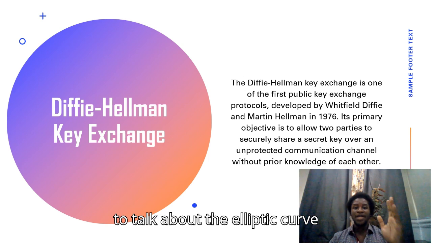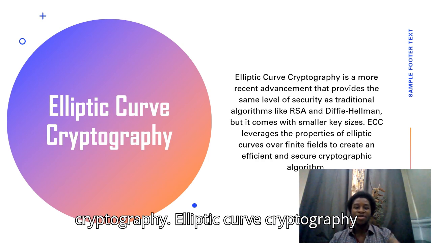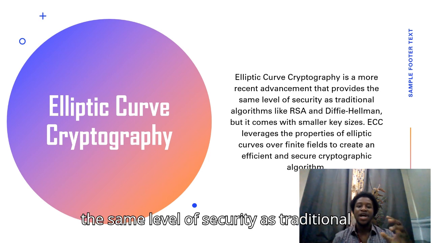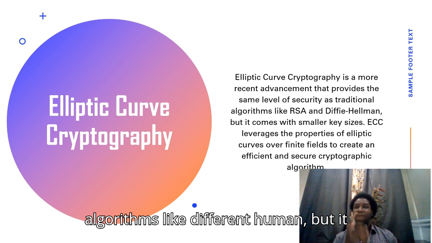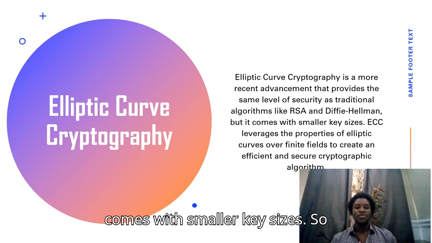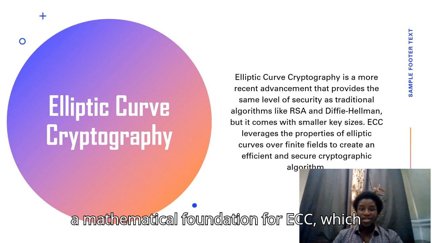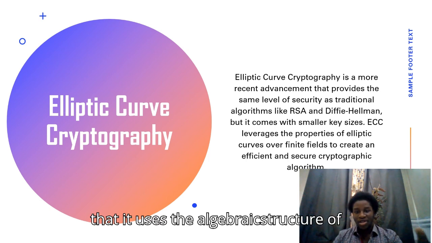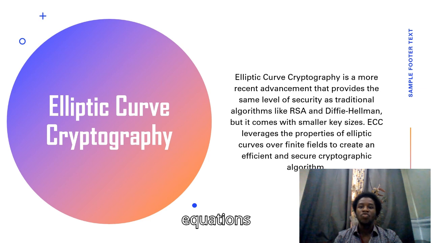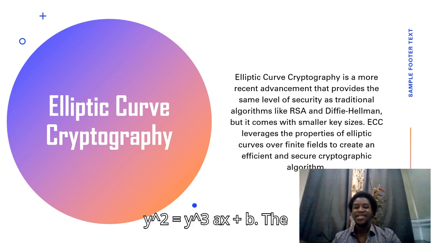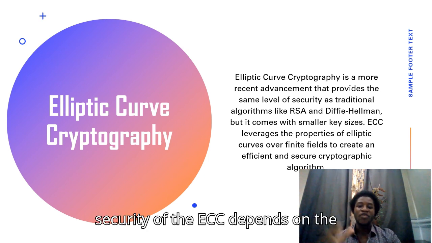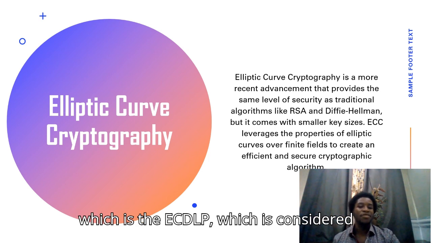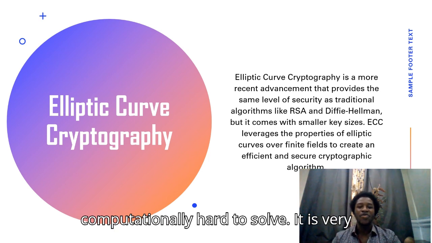So now I'm going to talk about elliptic curve cryptography. Elliptic curve cryptography is a more recent advancement that provides the same level of security as traditional algorithms like Diffie-Hellman, but it comes with smaller key sizes. The mathematical foundation for ECC, the elliptic curve cryptography, is that it uses the algebraic structure of elliptic curves, which are defined by the equation y squared equals x cubed plus ax plus b. The security of ECC depends on the elliptic curve discrete logarithm problem, the ECDLP, which is considered computationally hard to solve. It's very complex.